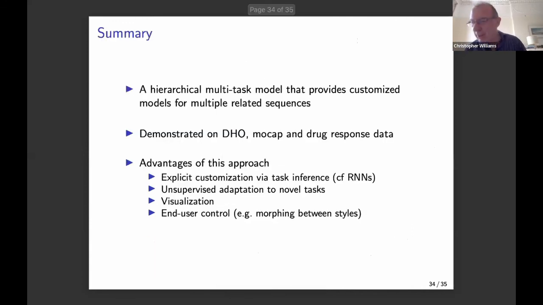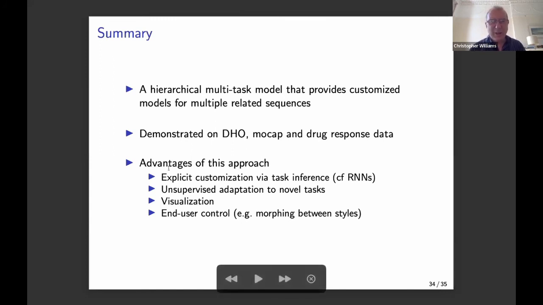So maybe to summarize, and hopefully I've left a few minutes for questions, we're interested in hierarchical multitask models that customize time series models to different people or different organizations and so on. We've seen examples of this for a damped harmonic oscillator, for mocap data, and for drug response data. The advantages are that we have explicit customization. If we have a big neural network, maybe it can remember these different sequences, but we don't have explicit control over that.